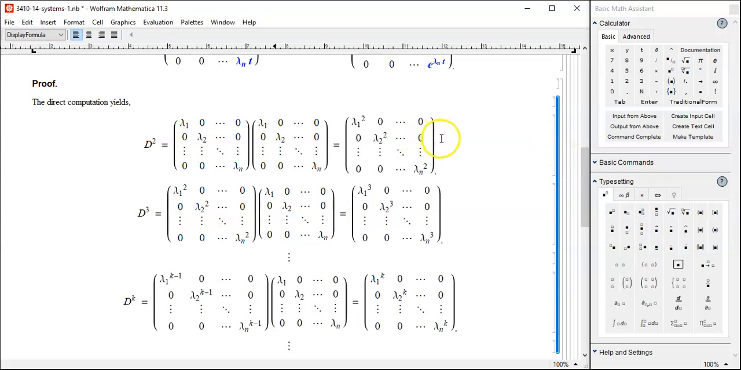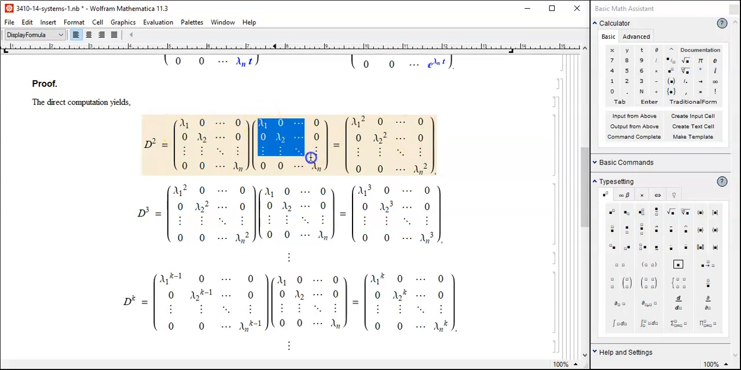Let's begin with some brute force computation. Here's D squared, D times D. This is D, and that's another D. Let's multiply. First row times first column. We have lambda 1 times lambda 1, so that's lambda 1 squared. And everything else here, they're all 0 times 0. Adding a bunch of zeros does not change anything, so we have just lambda 1 squared.